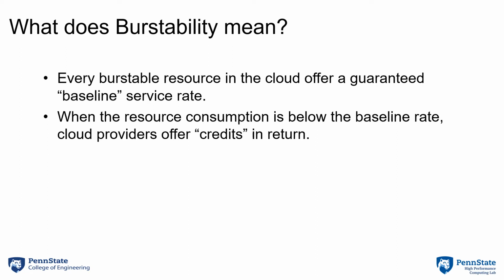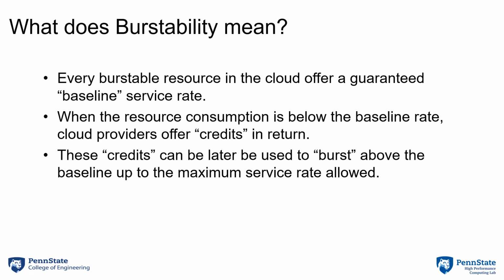For example, a given workload may use less than 40% CPU, say 20% CPU. In this case, the public cloud offers them free credits in return. These credits can later be used to burst above, or increase the service rate beyond, the baseline service rate up to the maximum allowed. For example, CPU can never go beyond 100%.